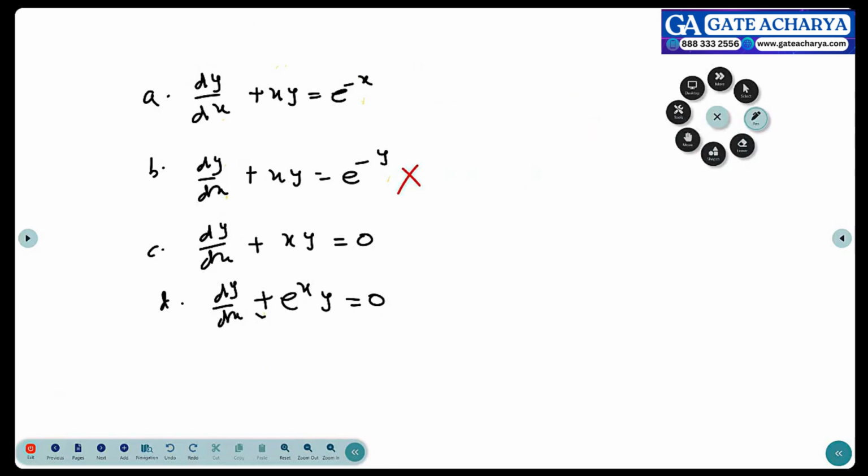And then the question is non-homogeneous. dy by dx plus py is equal to q, but q is 0. Therefore, it is homogeneous. It's not correct. dy by dx plus p, a function of x, into y is equal to q. Q is 0, but it is homogeneous.